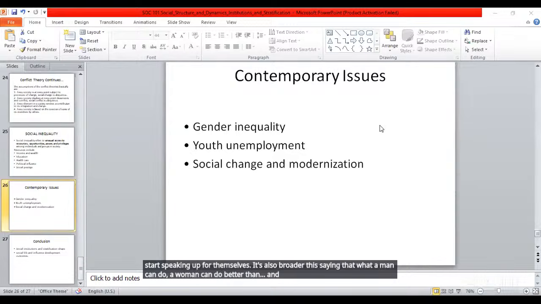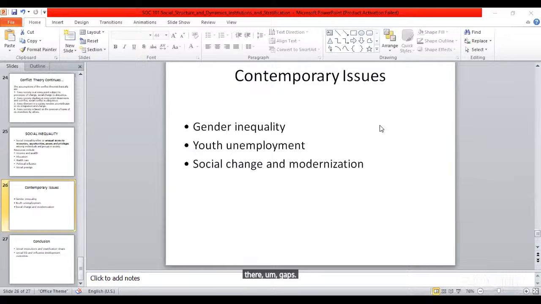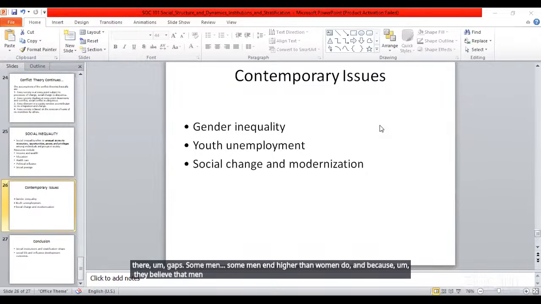Then there are also pay gaps. Some men earn higher than women because they believe that men are the providers, that they provide more in the family. So in some workplaces, they pay men higher than women, and we females are being victimized.